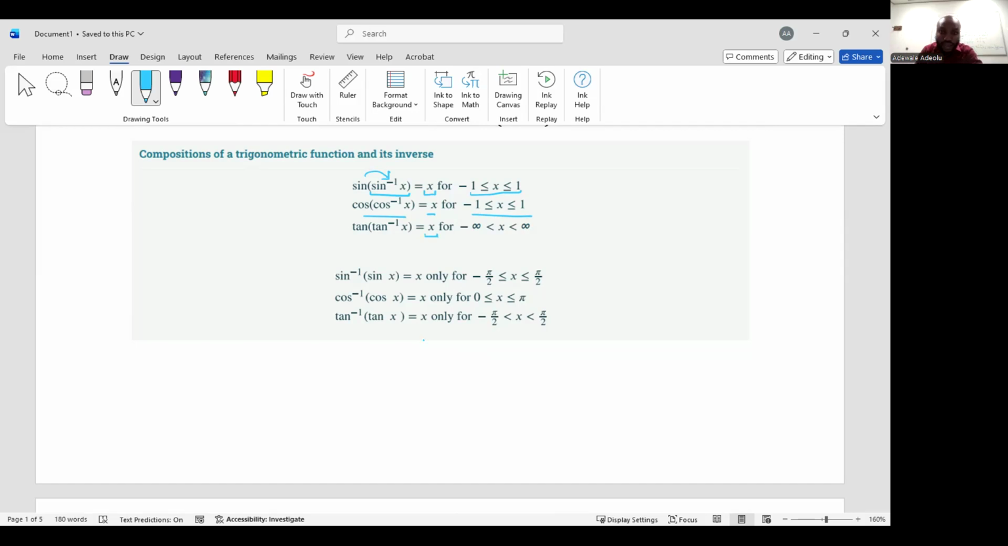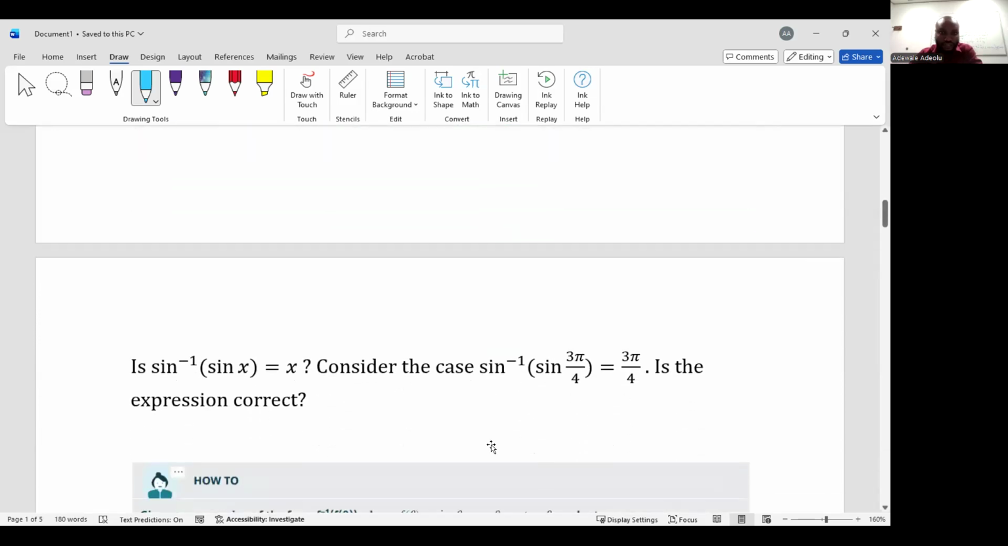However, when our output is an angle, we have to be careful. It only works when x is within -pi/2 to pi/2 for sine, from 0 to pi for cosine, and from -pi/2 to pi/2 for tangent, without the endpoints being included. I hope that makes sense. All of this follows from our previous class on how we determine the restricted domain we work with.